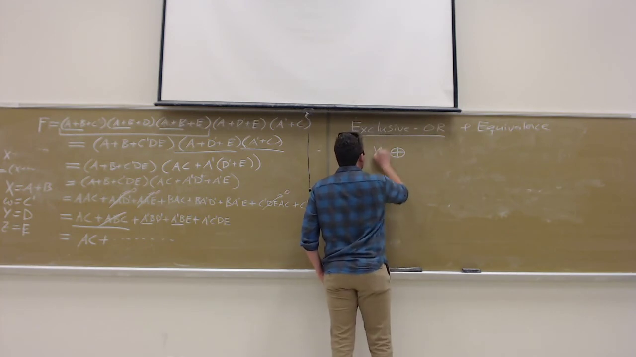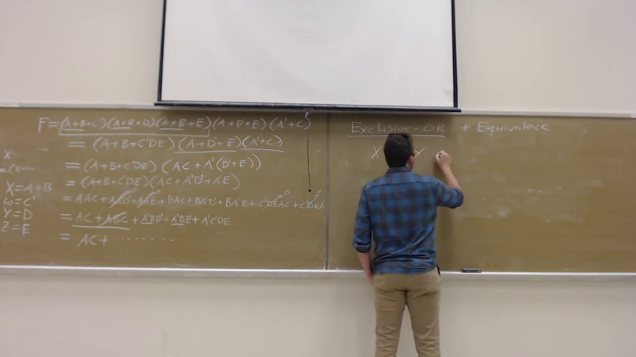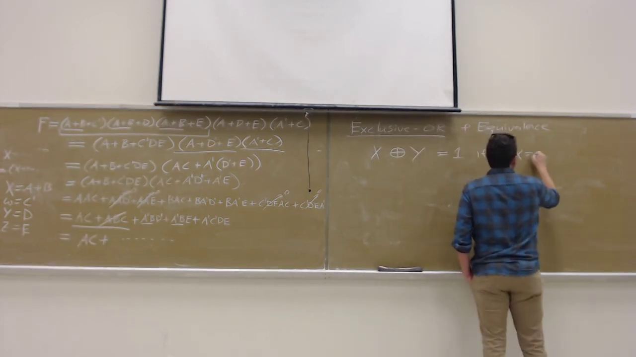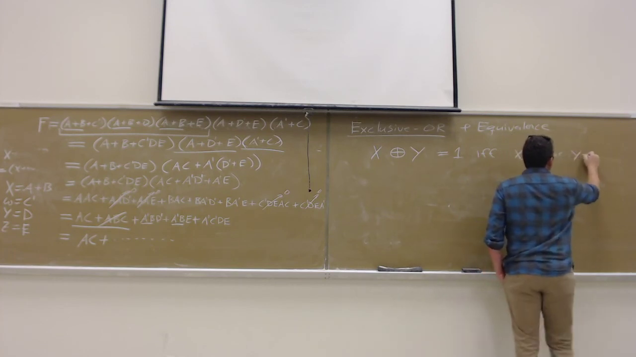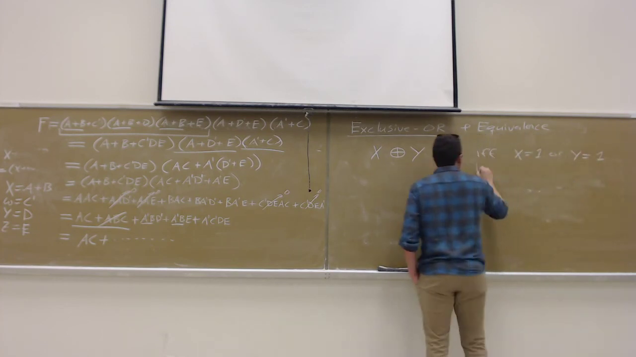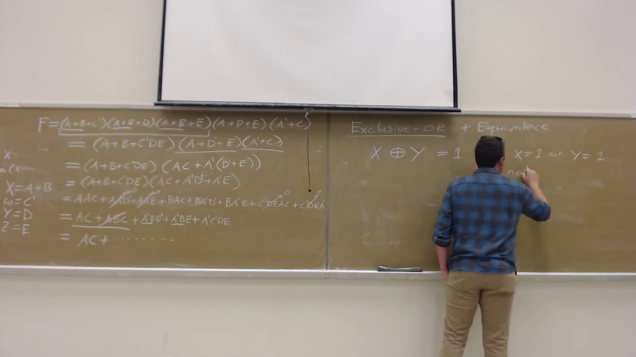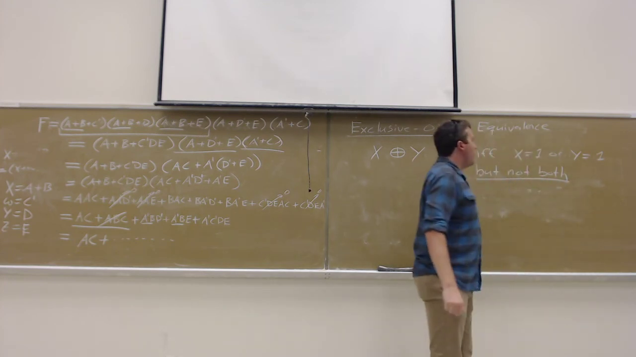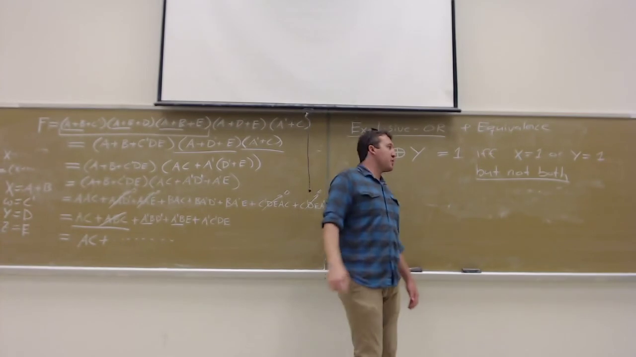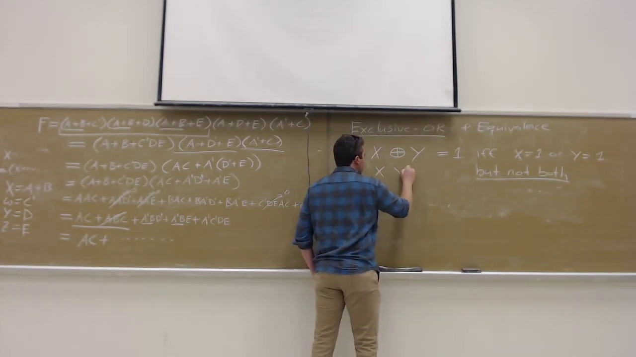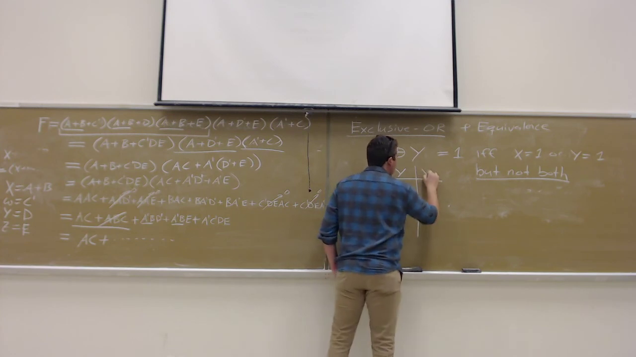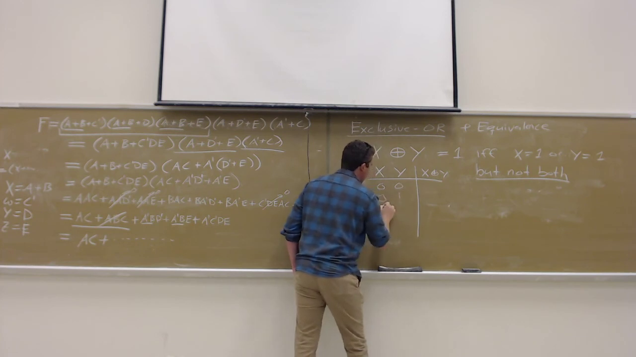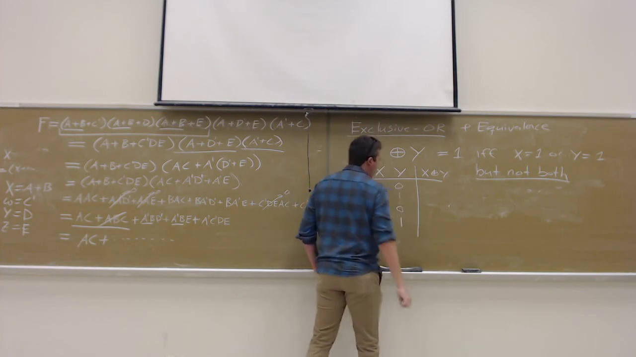So X exclusive OR Y is equal to 1 if and only if X equals 1 or Y equals 1, but not both. So it's 1 0 or 0 1, but not 1 1. So if we draw the truth table with X and Y and X exclusive OR Y, with 0 0, 0 1, 1 0, 1 1.